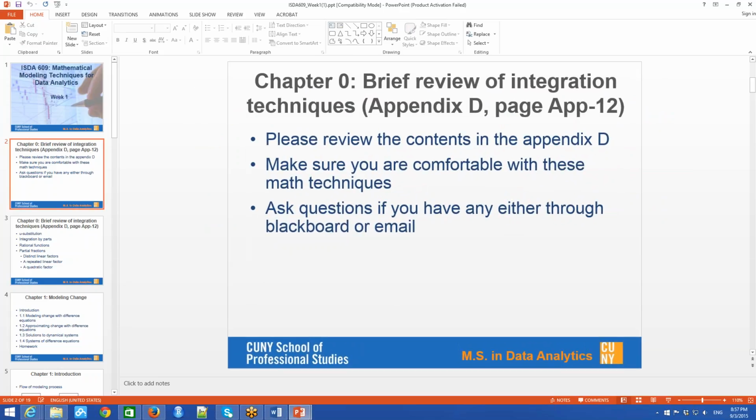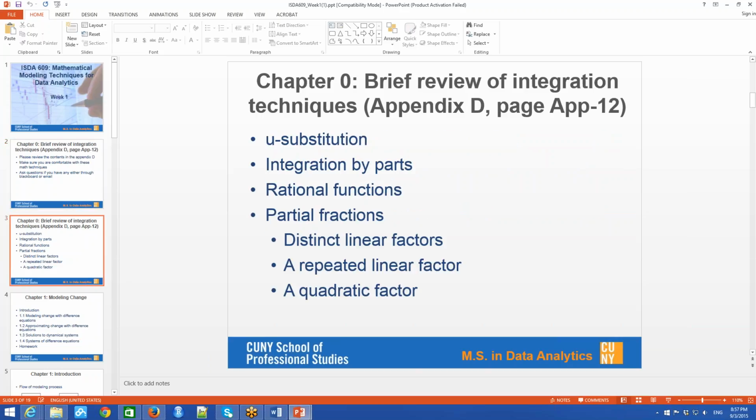So first of all, you need to review chapter 0, which is the review of integration techniques. Hopefully you know that already. If you don't, you should read them. Read Appendix D, page APP-12 to get a sense of the basic techniques that are needed. This is a prerequisite for this particular course, essentially. It includes U substitution, integration by parts, and rational functions, partial fractions. Hopefully you have already studied this. I think it's part of college calculus.